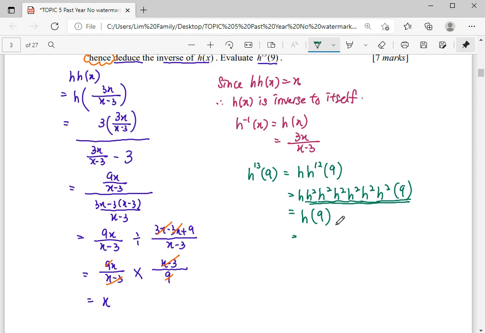So substitute our 9 into our h(x). It will be 3 times 9, and then 9 minus 3.